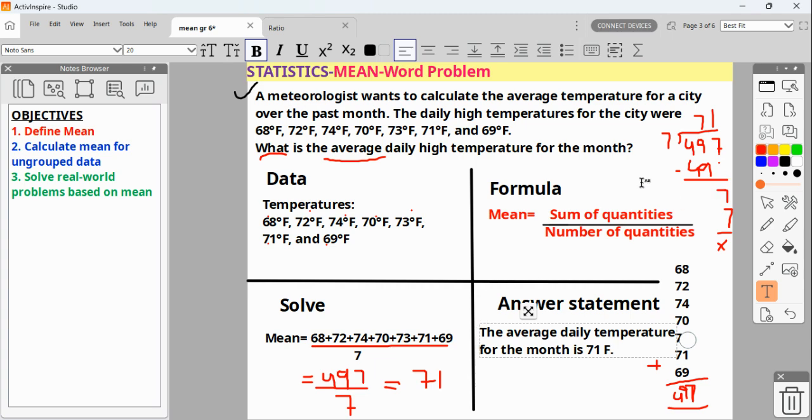In today's lesson, we have learned about mean, how to calculate mean for ungrouped data, and how to solve real world problems or word problems based on mean for ungrouped data.